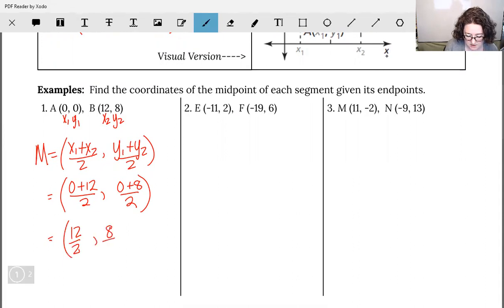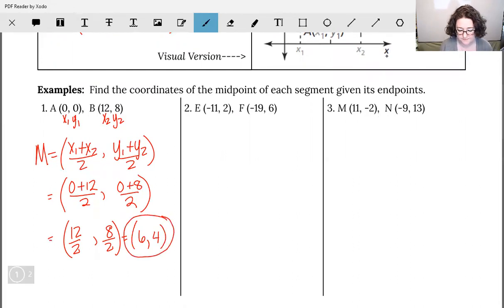0 plus 8 is 8. And then if I divide those out, 12 divided by 2 is 6, and 8 divided by 2 is 4. So that is our midpoint.